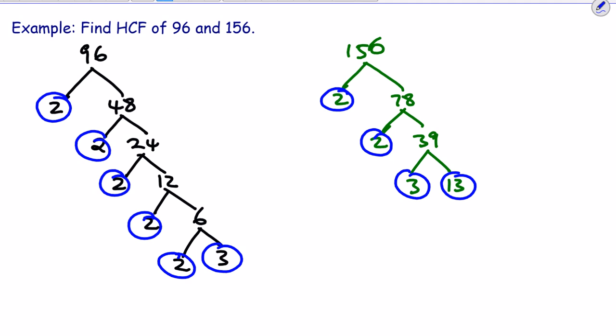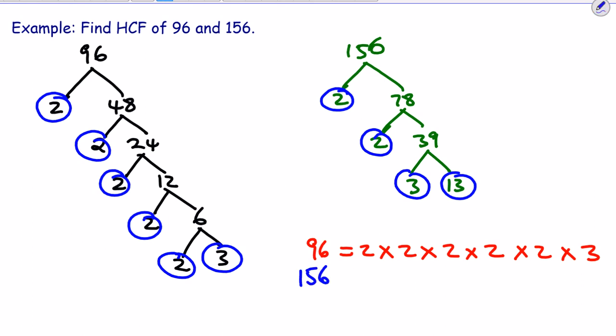And you can summarize these results below here. You can say 96 is 2 multiplied by 2 multiplied by 2 multiplied by 2 multiplied by 2, that is 1, 2, 3, 4, 5 twos, and 3. Likewise, 156 is 2 multiplied by 2 multiplied by 3 multiplied by 13.